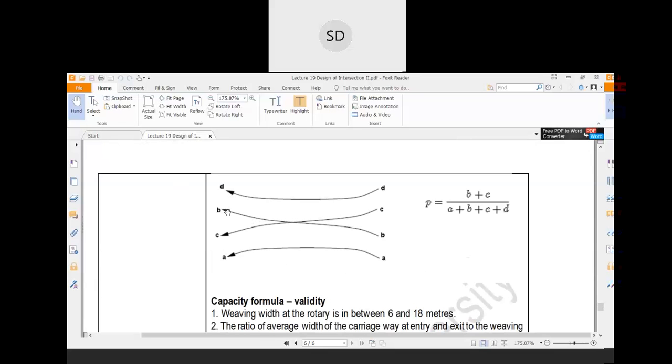So these are B and C. These are the weaving traffic, and A and D are non-weaving traffic. So this is basically weaving traffic, and these two are non-weaving traffic. If you want to find the ratio, in that case you can use this formula to find out the ratio.